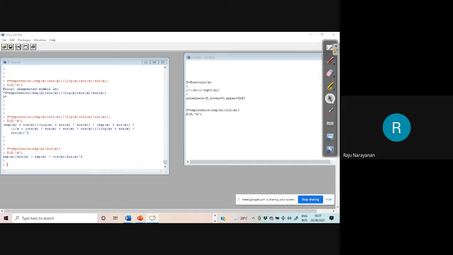Suppose the function is x square plus 2xy plus y square. Okay, that is the importance of that D function. No, here I have to do.